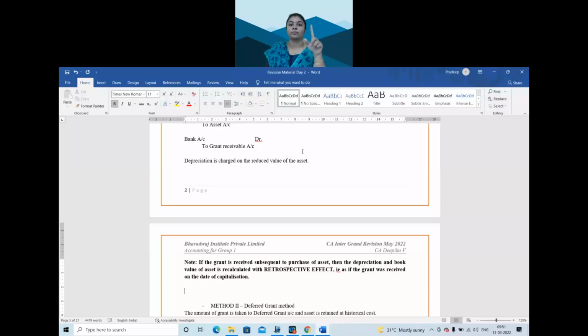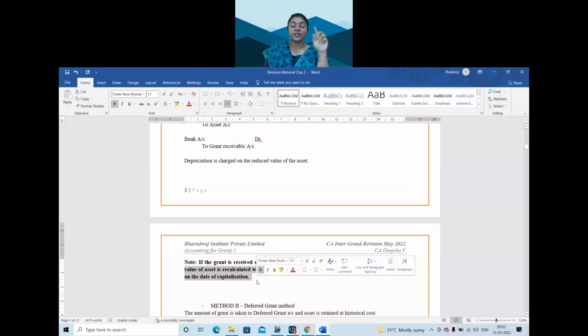No. I have to assume as if the grant was received earlier. Suppose on day 1 itself, if grant was received, then what would have been my depreciation. So I have to revise the depreciation backwards. So please note, if the grant is received subsequent to the purchase of the asset, then the depreciation and book value of the asset is recalculated with retrospective effect. That is, as if the grant was received on the date of capitalization. Okay? So we need to give backward effect or retrospective effect. Is method 1 clear?